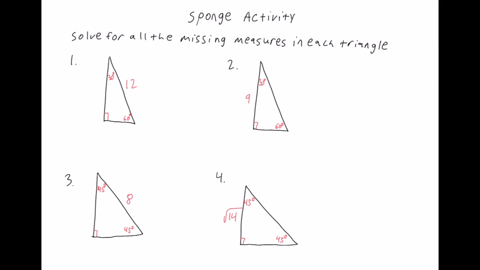Alright, now time for the sponge. So we have 4 triangles here. For each of them, find all the missing measures. So for number 1, find this side and this side. For number 2, this side and this side. For number 3, this side and this side. For number 4, this side and this side. Use what you know about special right triangles to solve for all the missing measures.